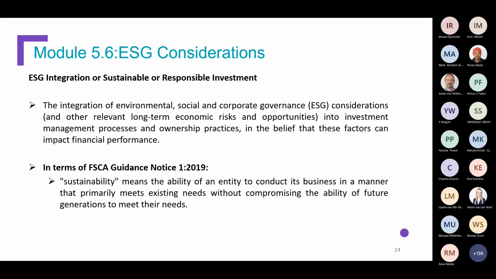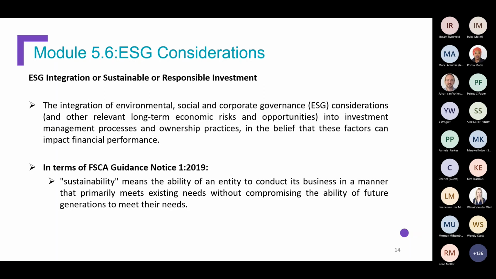The consideration of ESG on investments. What is ESG integration? Currently, we don't really have an official agreed upon definition for ESG, but the term is mostly understood as the integration of environmental, social, and corporate governance considerations into investment management processes and ownership practices, in the belief that these factors can impact the financial performance.